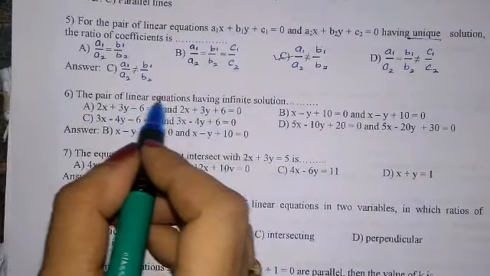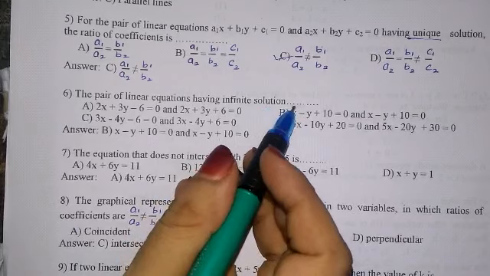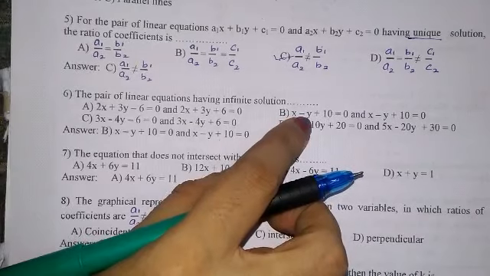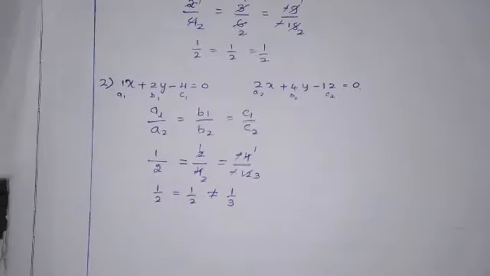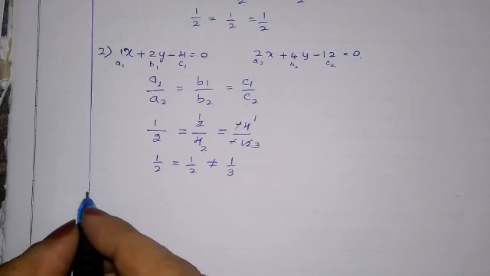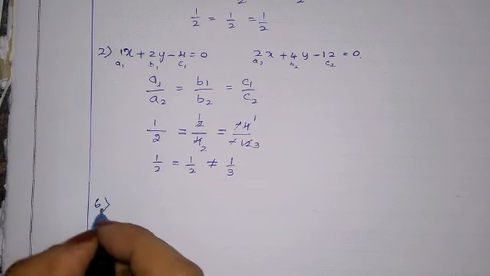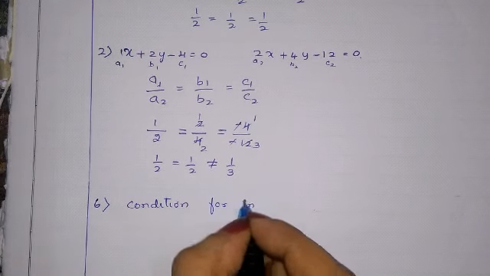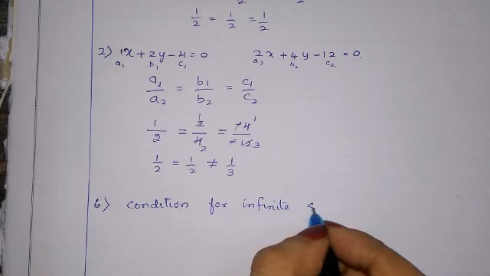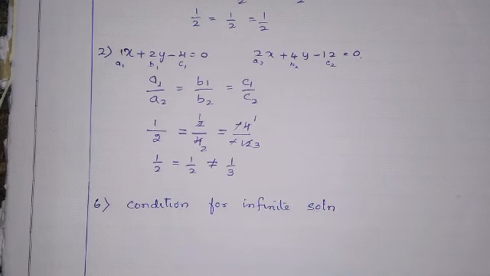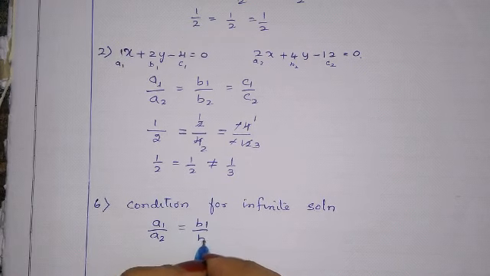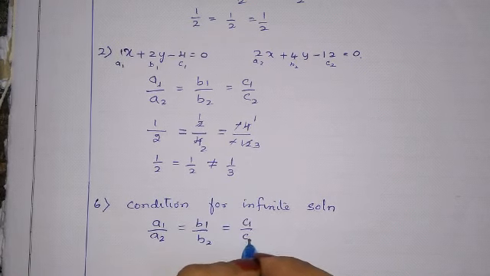Okay, let us see the pair of linear equations having infinite solutions. Which equation has infinite solutions? So the condition for infinite solutions, first let us write. Question number 6. Condition for infinite solutions. The condition for infinite solutions is nothing but a1 upon a2 is equal to b1 upon b2 is also equal to c1 upon c2.